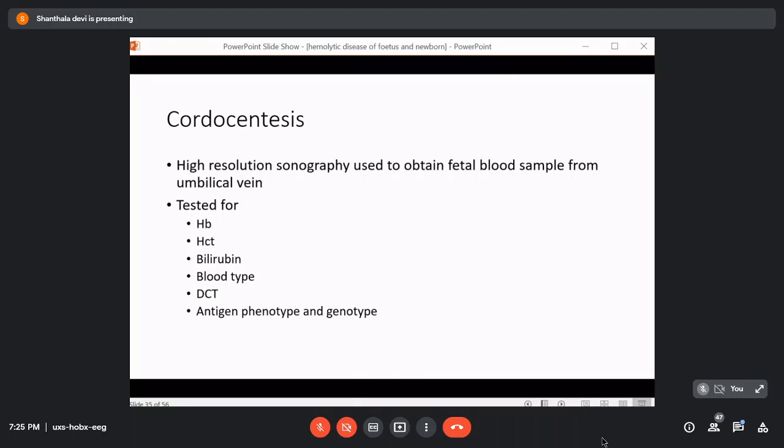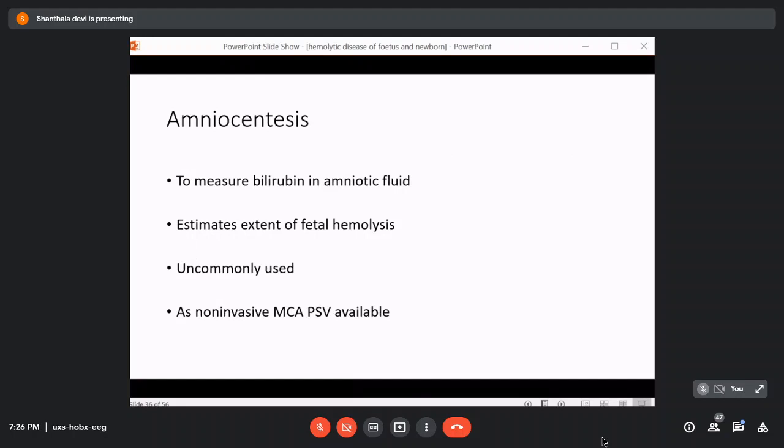And what is amniocentesis? It is taking a sample of amniotic fluid, mostly to measure the bilirubin. Earlier, bilirubin was measured serially over a period of time, and graphs used to be drawn, the Liley's graph and the Queenan's curve. And this used to estimate the extent of the fetal hemolysis. Now it is not commonly used because of the availability of the non-invasive middle cerebral artery peak systolic velocity.